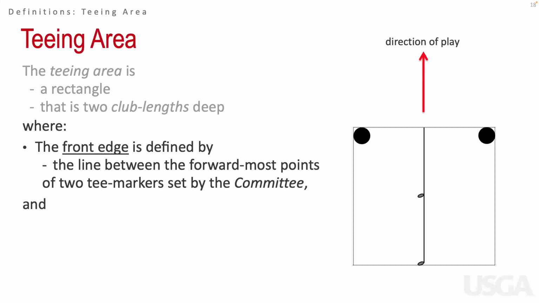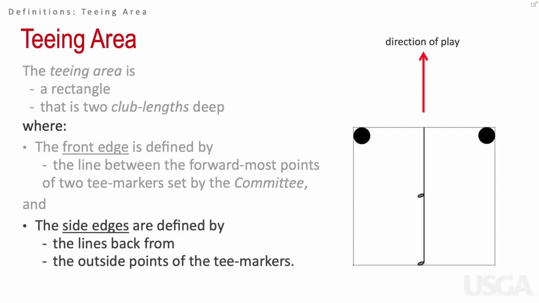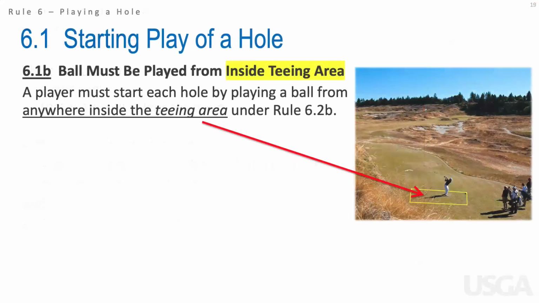But then again, you're going to have your 2 club lengths behind that area. And then the side edges are going to be defined by the lines back from the outside points of the tee marker. So it's basically a perfect square. Hopefully we've got you lined up in the correct direction of play. We're not lining you up towards a pond or anything like that. We've got you perfectly in the center of the fairway, and you're able to just knock it down the middle.